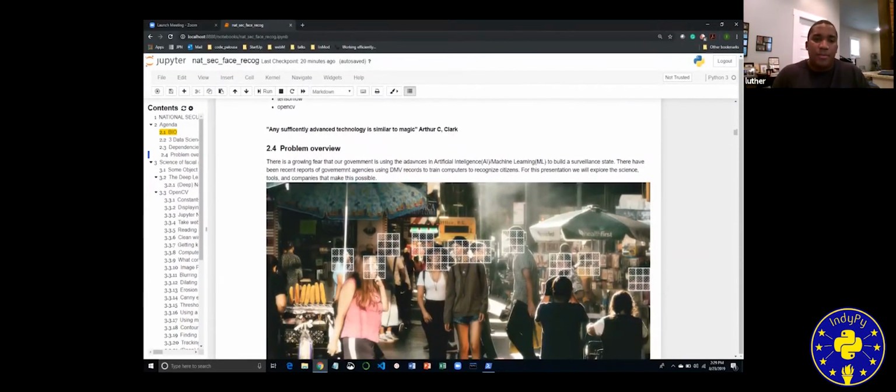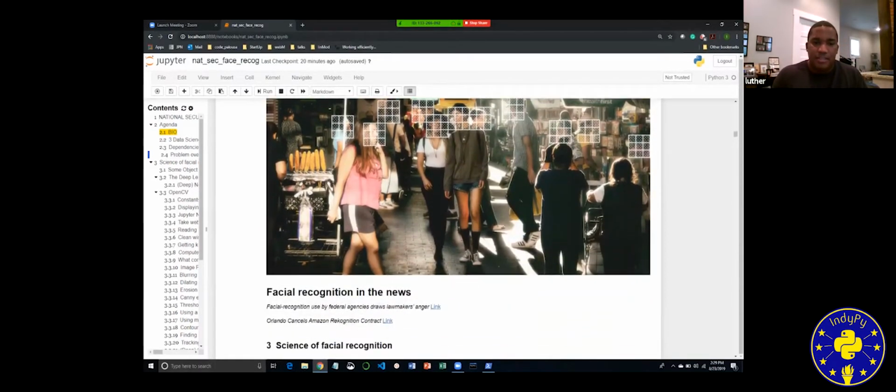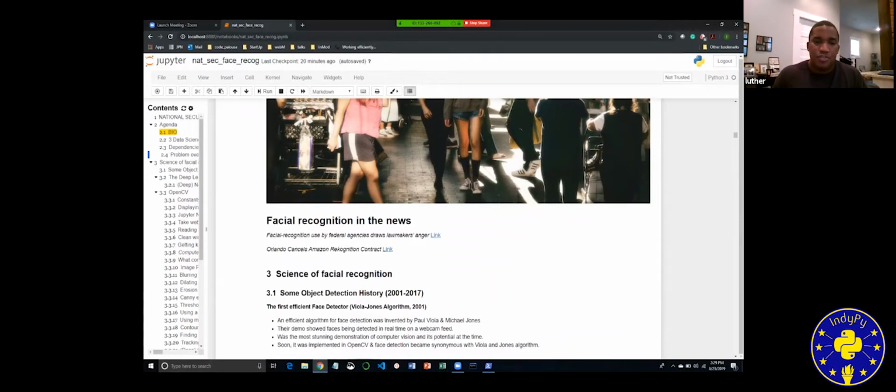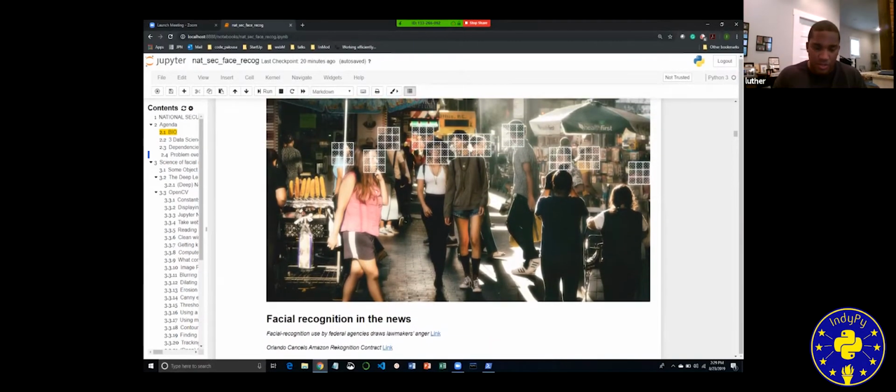So the problem that we have is a general fear that our society is being monitored by a surveillance state, right? Whether it be a corporate surveillance state, whether that be a government or political surveillance state, right? We're wondering what technologies, what kind of software makes these happen? How do they do this? Like, how do they know where we are? How do they track our faces and different things like that? Some stuff in the news, some facial recognition that was in the news.